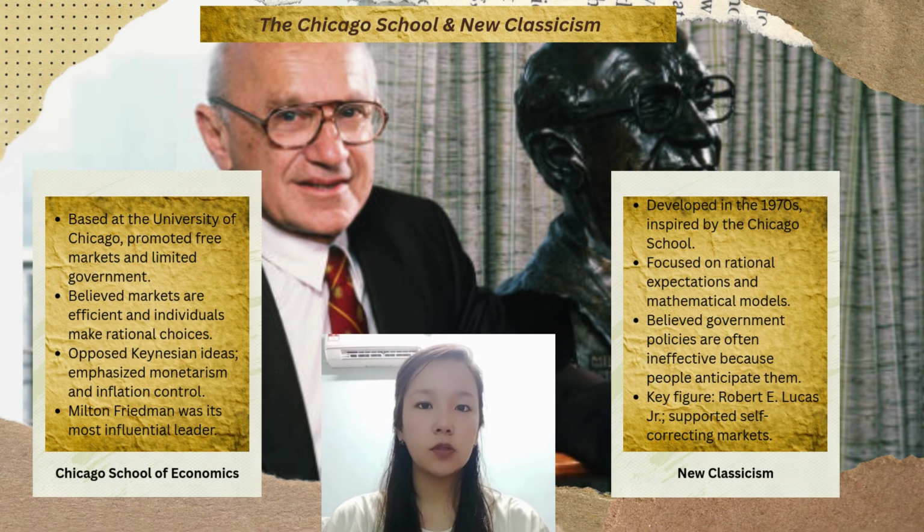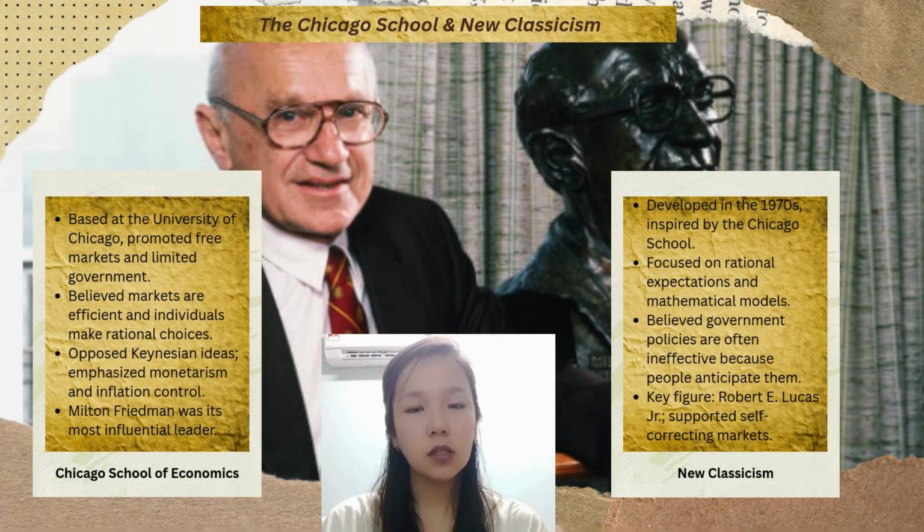Let's quickly understand the difference between Chicago School of Economics and Neoclassicism, since Milton Friedman influenced both of them. Chicago School of Economics believed in free markets, less government, limited government, and using data and real-world evidence in economics. Milton Friedman was one of the influential leaders of the Chicago School of Economics, and the Chicago School of Economics was opposite to the Keynesian ideas.